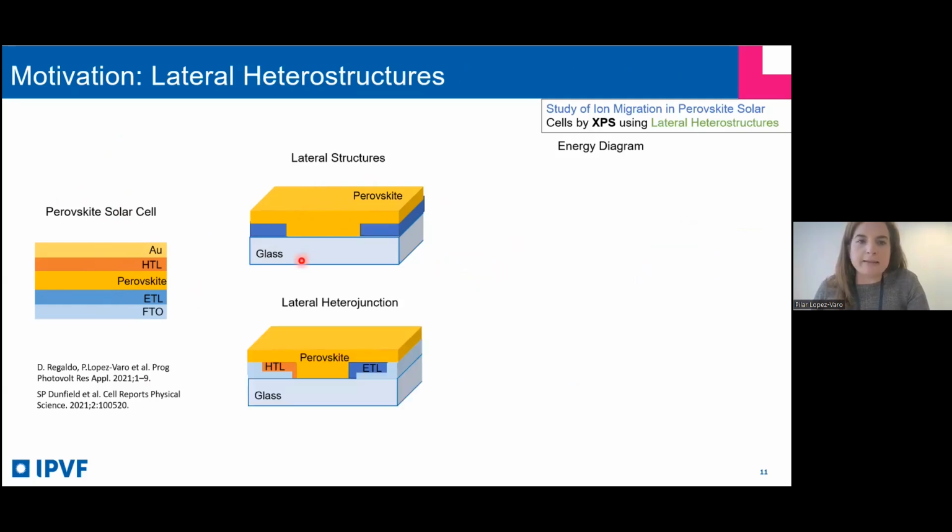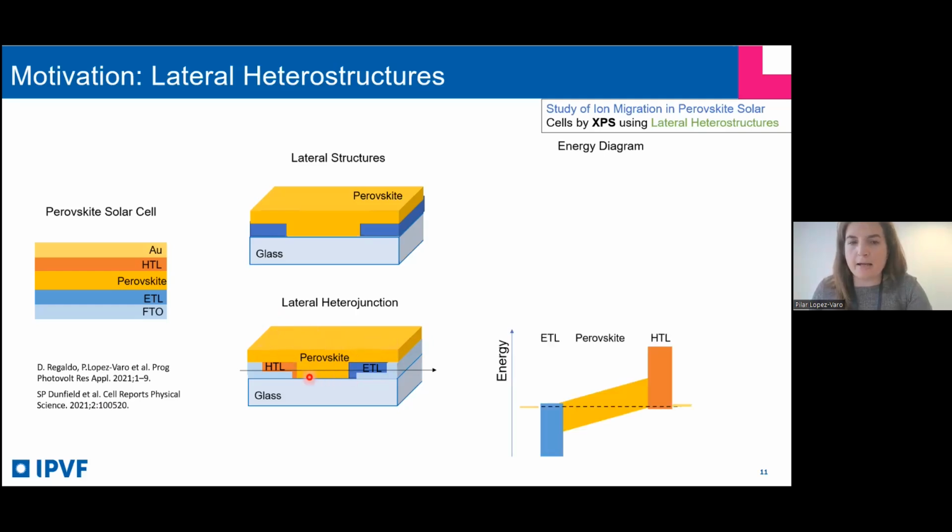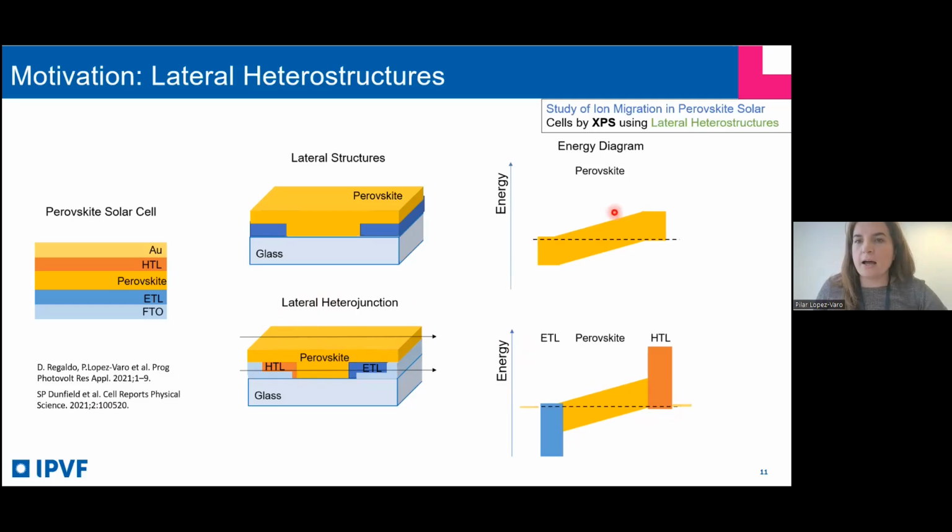But lately in these works, we have proposed the use of a lateral heterojunction. At the bottom we have our solar cell, and we deposit the perovskite on top of the whole structure. On the top we have a surface that is, let's say, the reflection of what is happening on the bottom. Right, so I will explain how.